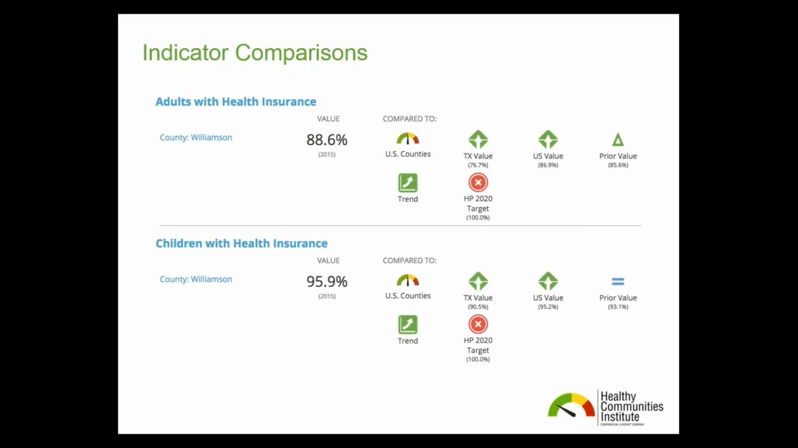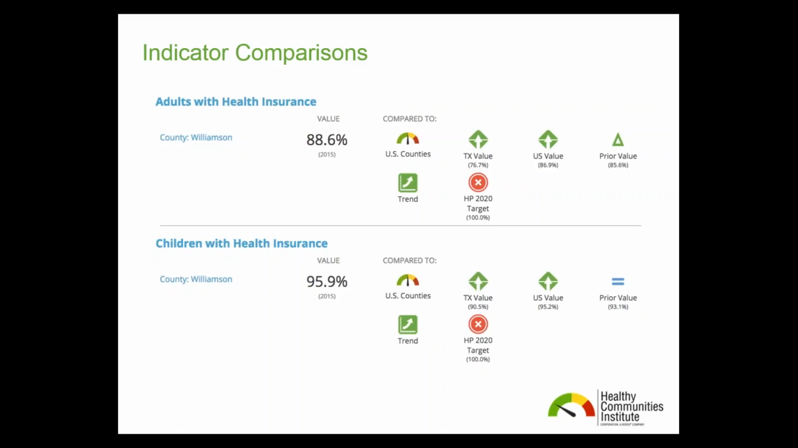Multiple comparisons are often available for each indicator. Here, for adults with health insurance in Williamson County, we have a value of 88.6% compared to a distribution of U.S. counties. This value hovers between the green and the yellow. If you hover over the gauge on the site, it will tell you the cutoff value. And we can also see that the Williamson County value is doing better than the Texas state value of 76.7%.